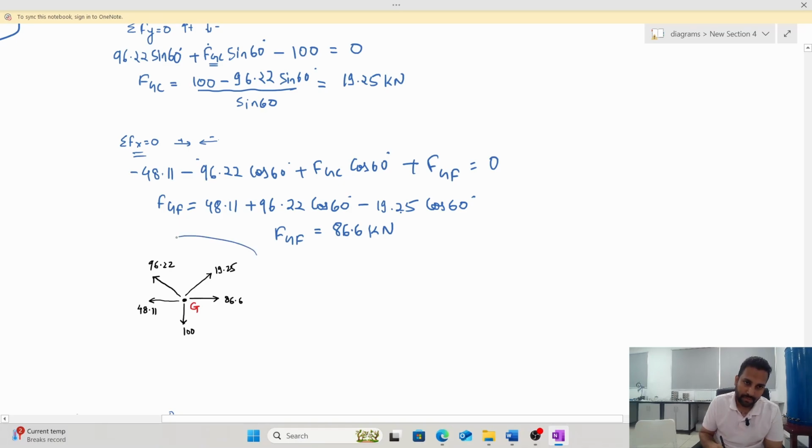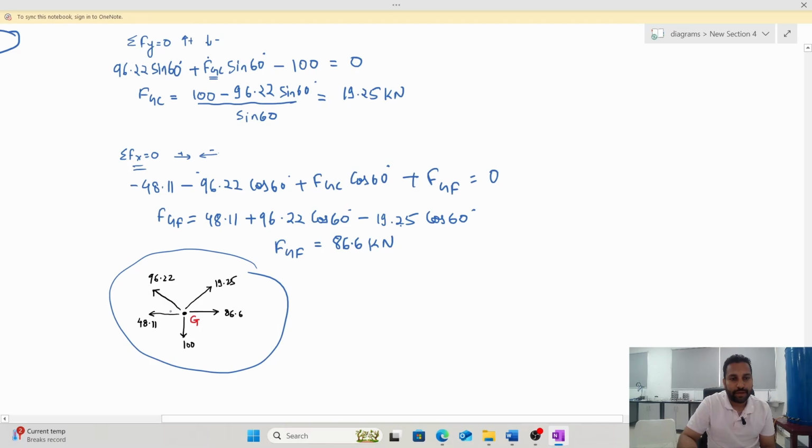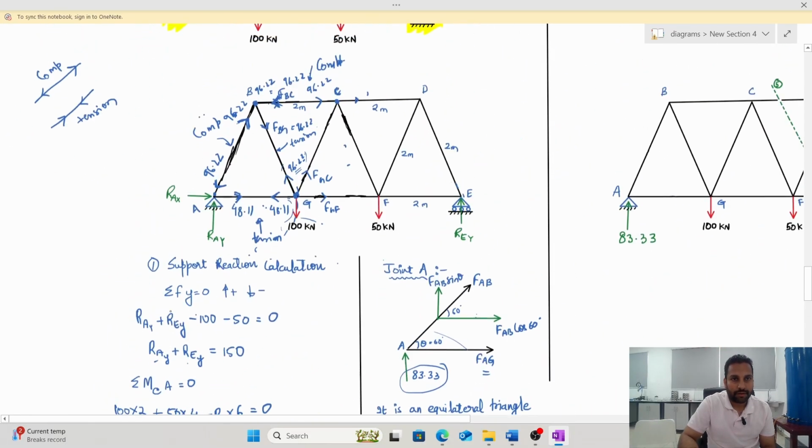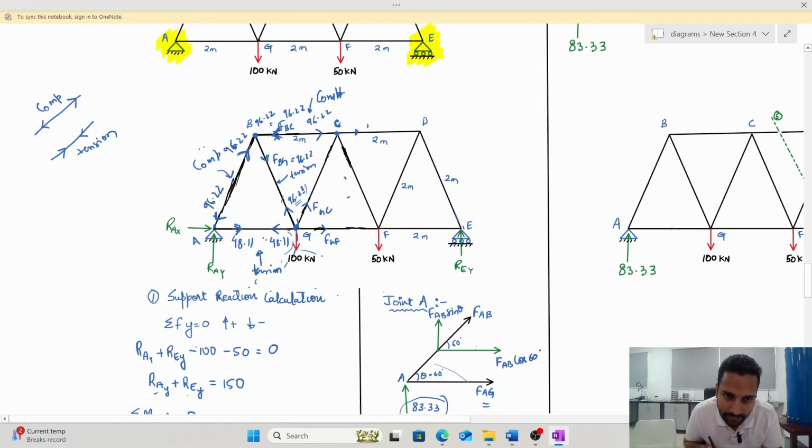Okay, if you can see, this is my diagram at joint G. I will put these values in my main diagram. So here, if I put these values, this is 86.6, this is 19.25. Similarly, there is another force 19.25 away from this point, and there is also a force away from F, that is 86.6. Now, since both of these are going away, both of them are in tension.